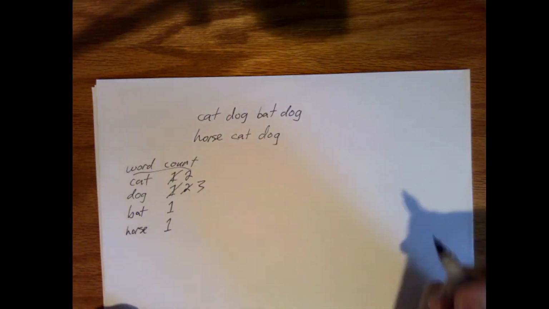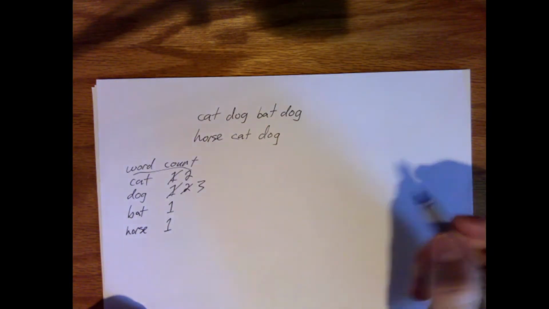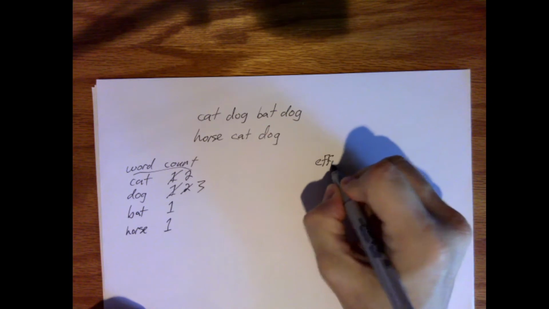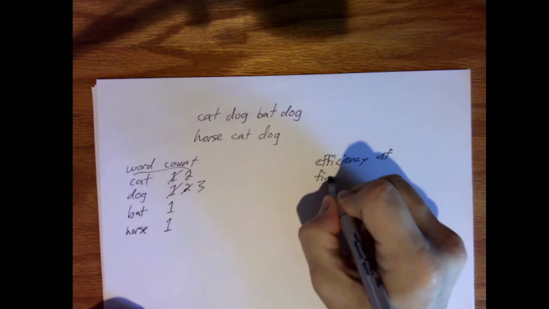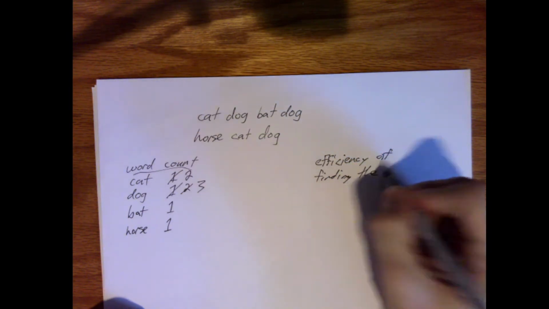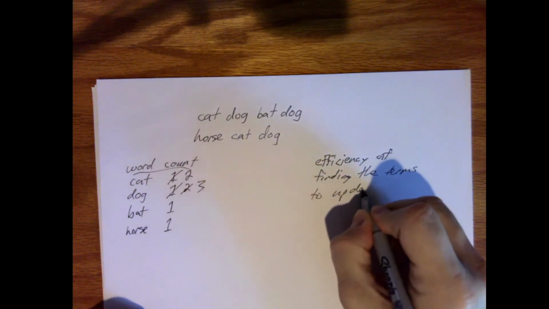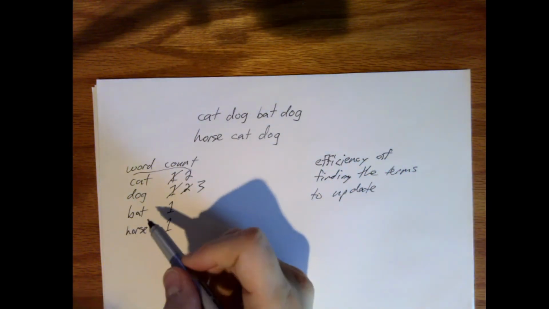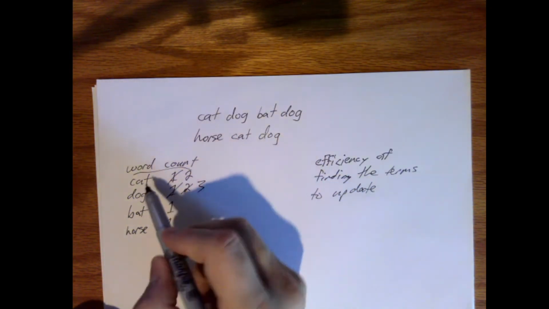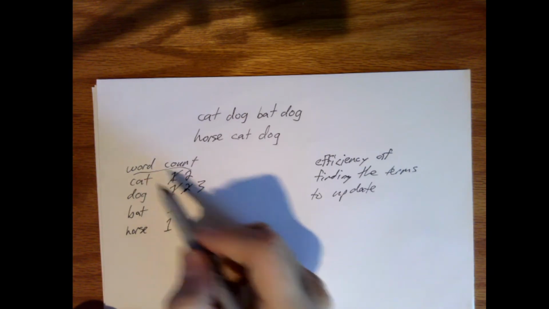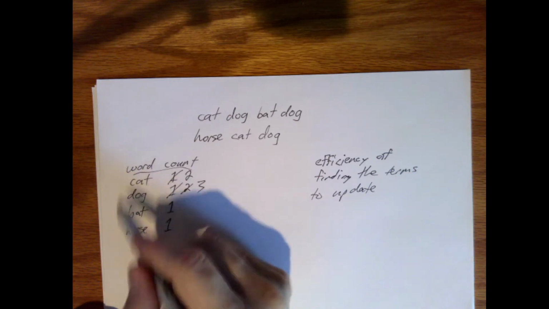Right? Well, part of the requirements were that I store these things, so I care about efficiency of finding the terms to update. As this is written here, when I saw dog the second time, how do I find dog? Well, probably what I do is just start at the top of the list and work my way down. But there's no structure to this that makes it easy to quickly find something.